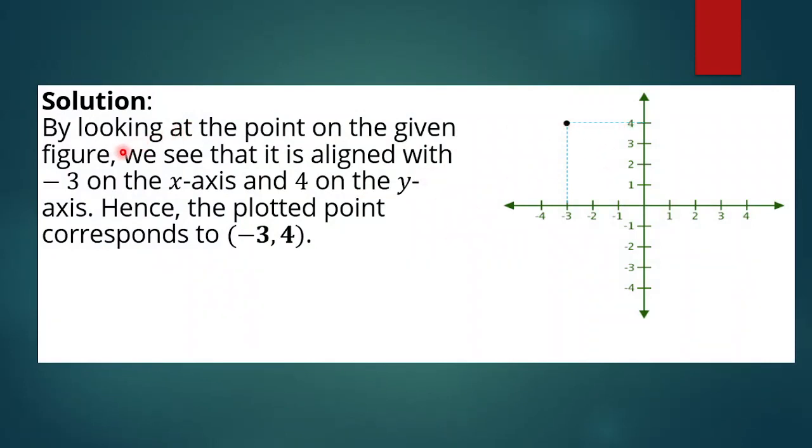So ayan na. By looking at the point on the given figure, we see that it is aligned with negative 3 on the x-axis and positive 4 on the y-axis. Hence, the plotted point corresponds to negative 3, positive 4. Okay? So that's how. Be careful, students, ha. Always mauuna yung x. Always pangalawa yung y. Take note of that one.